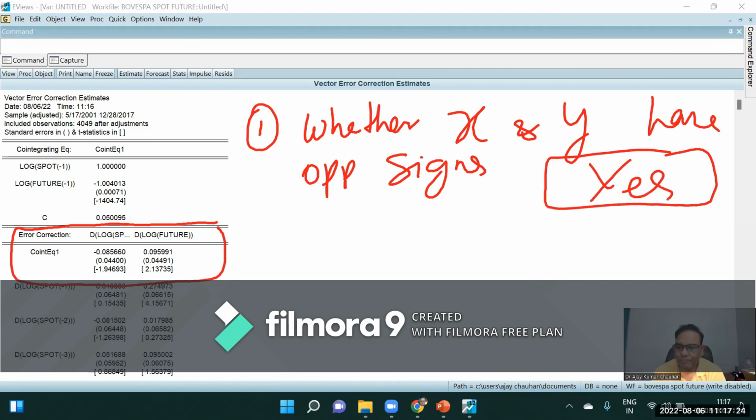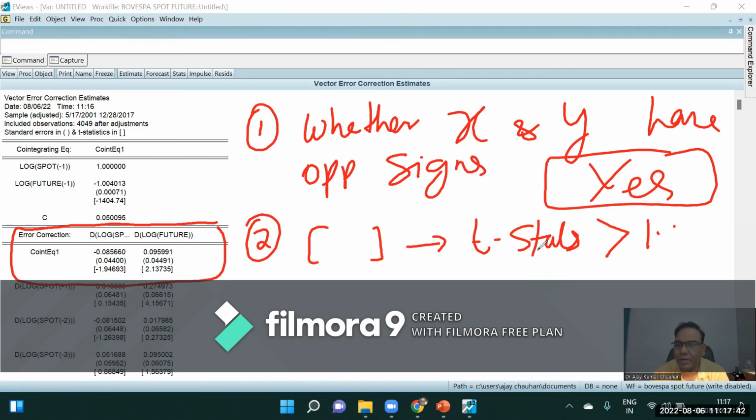Now, the second question: the values in square brackets are T statistics. We have to check how many of them are more than 1.96. If both are more than 1.96, it means both are correcting the error. If only one is more than 1.96, it means only one-sided correction is there. In this case, one value is more than 1.96 and the other value is on the borderline. So we are very sure that the future is correcting the error.